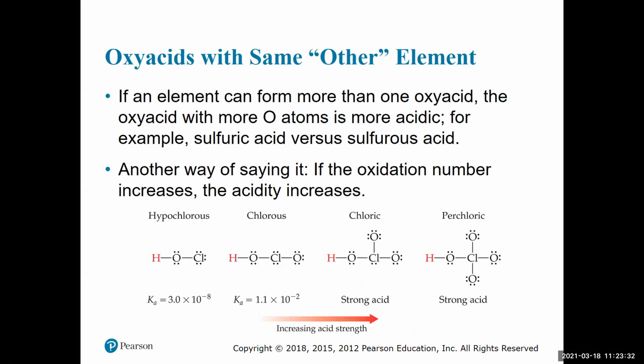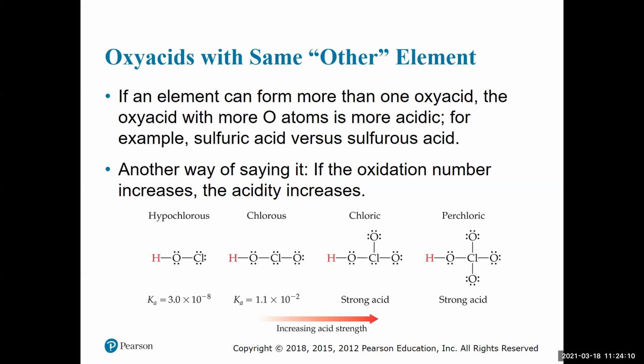The other thing about oxyacids is that, and let's take a look at the structures here at the bottom, the hypochlorous, the chlorous, the chloric, and the perchloric acids. So what's the difference between these four acids? There's more oxygen. That's the only difference. They each contain hydrogen, oxygen, and chlorine. They each contain one hydrogen and one chlorine. The only difference is that the number of oxygens increased.